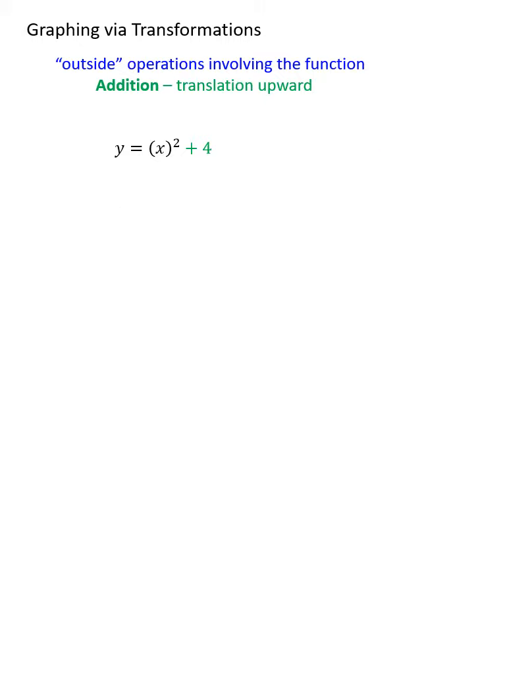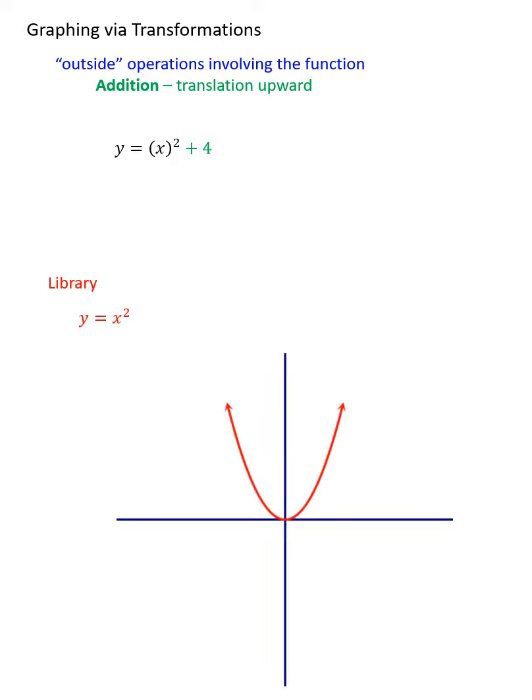Let's look in particular at this one. It turns out this kind of addition causes a translation or a shift in the upward direction. So to graph this, I would go to my library of functions, take out the basic squaring function, and then because of my plus 4, I would shift that up 4 spaces, and that would be it.